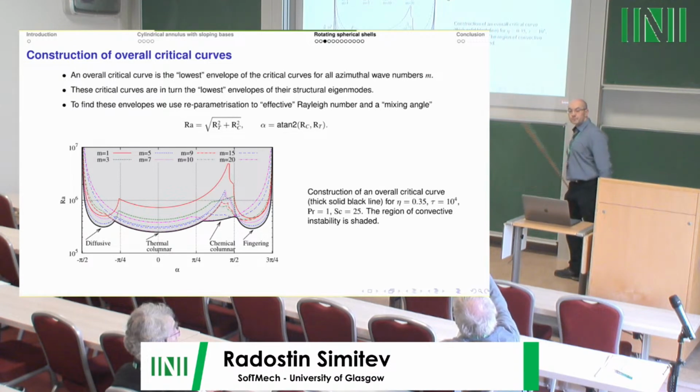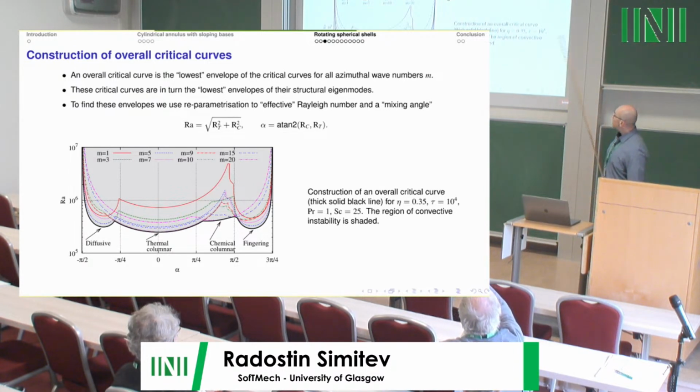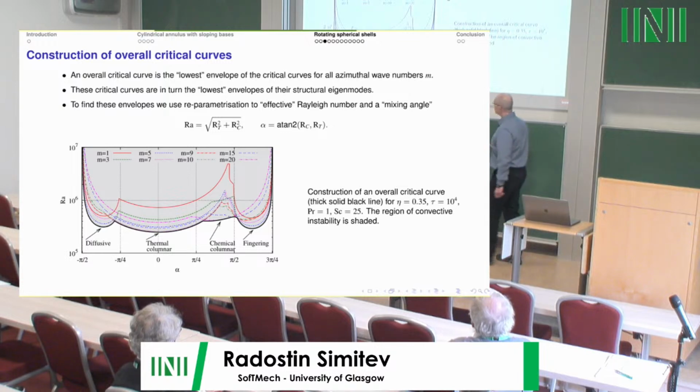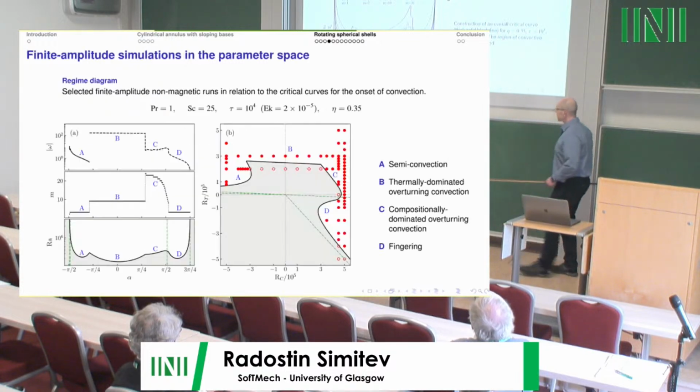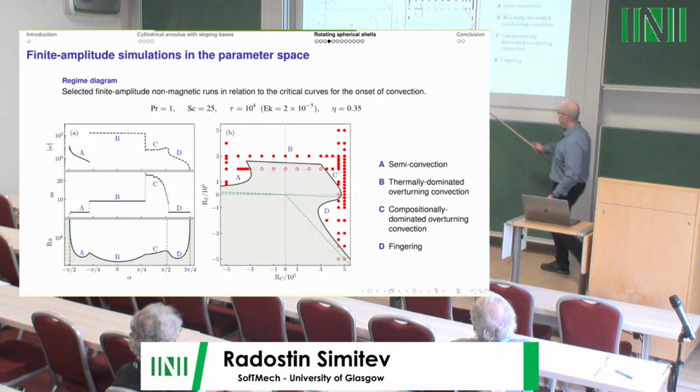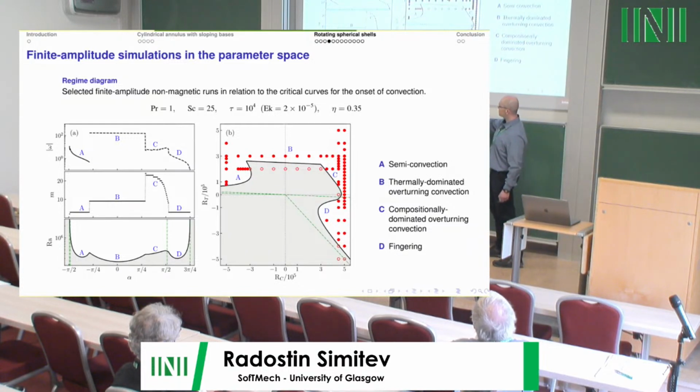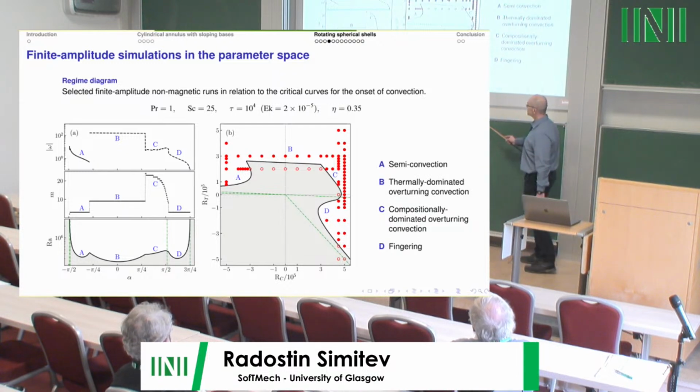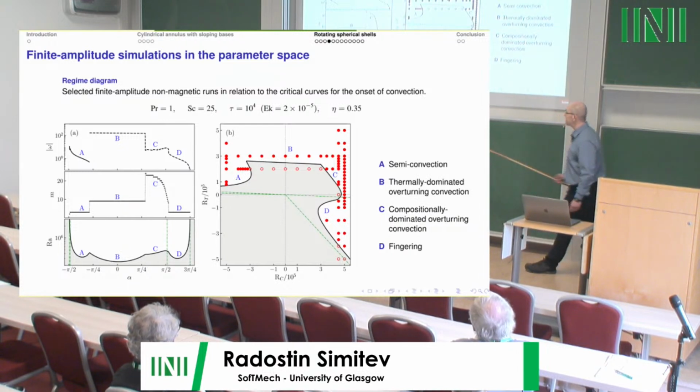In this case, are both Rayleigh numbers always positive? No, the Rayleigh number is not always positive. I mean, this would correspond to thermal Rayleigh numbers that are negative, and so on. So that's actually on the next picture where I'm unfolding it and writing it. So this is the curve in this effective Rayleigh number and mixing angle, and this is the same curve in the plane of the compositional Rayleigh number and the thermal Rayleigh number.